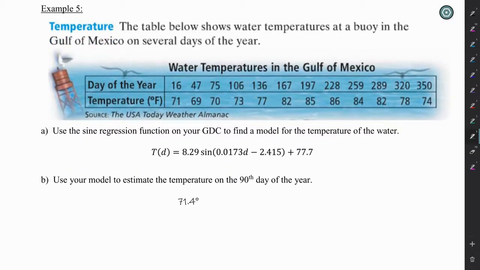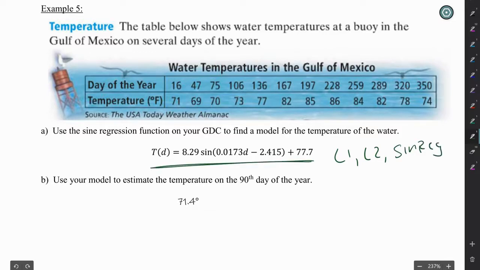So in this example, we're going to do a throwback to trigonometry. The table below shows water temperature at a buoy in the Gulf of Mexico on several days of the year. Use the sine regression function in your graphing calculator to find a model for the temperature of the water. So remember, we're using L1, L2, and then sine reg. And then this is what you're given.